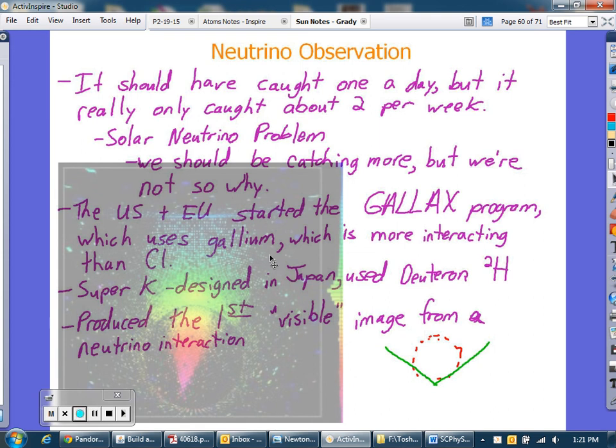The Super Kamiokande in Japan, which is the one I showed you the picture of a minute ago, used deuteron, or heavy hydrogen, in big giant tanks, larger than a swimming pool, full of deuterium, and it produced the first visible image from a neutrino observation, causing Cherenkov radiation through the tank. This is actually an image from the detector. As the neutrino went through this way, you can see the wake that it made, much like a boat. So that's what that's showing.